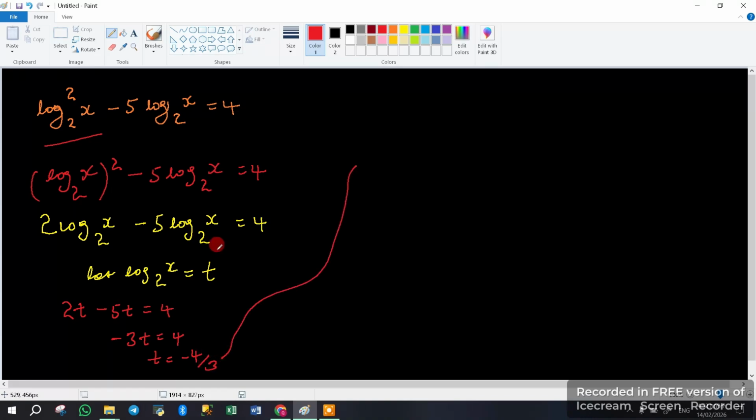Then as we said here, log x base 2 is equal to t, so log x base 2 is equal to minus 4 over 3. This means x is equal to 2 to the power of minus 4 over 3.